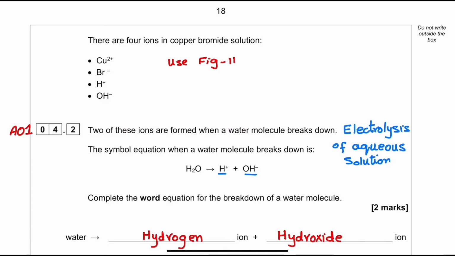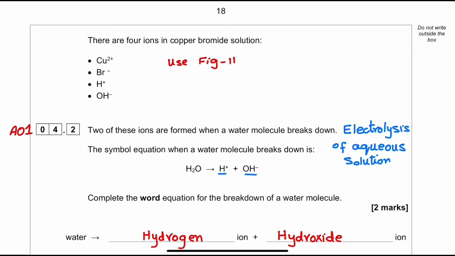There are 4 ions in copper bromide solution: copper ion, bromide ion, hydrogen ion and hydroxide ion. 4.2 is an AO1 question, and this question is from the topic of electrolysis of aqueous solution. 2 of these ions are formed when a water molecule breaks down. The symbol equation when a water molecule breaks down is given here. H2O breaks down into H plus and OH negative.